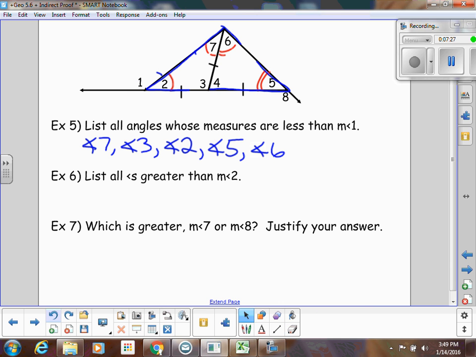Okay, so angle 2, greater than angle 2. So we know that angle 7 is congruent to angle 2. But if we look at maybe some exterior angles, now we just said that angle 2 was smaller than angle 1, so I know angle 1 has to be greater than angle 2. And then angle 4, right here, that is an exterior angle, and 2 is its non-adjacent angle. So angle 4 has to be greater.